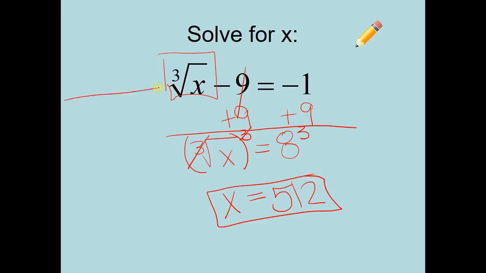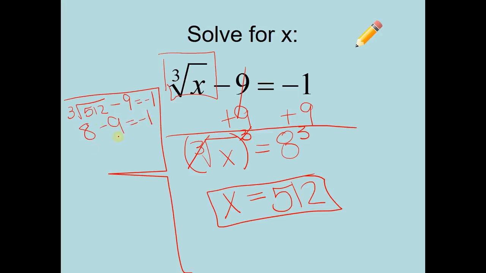So, I need to do some checking over here. I have the cube root of 512 minus 9 equals negative 1. So the cube root of 512 is 8. We can use our perfect roots chart for that. So I got 8 minus 9 equals negative 1. 8 minus 9 is negative 1, so thus it checks out. No issues. Trust me guys though, there will be some extraneous solutions that will come about in these problems.